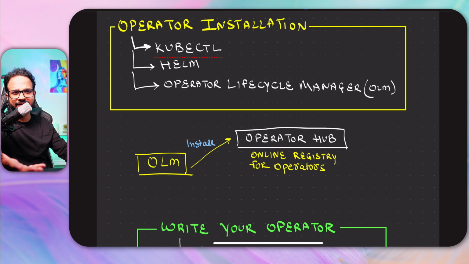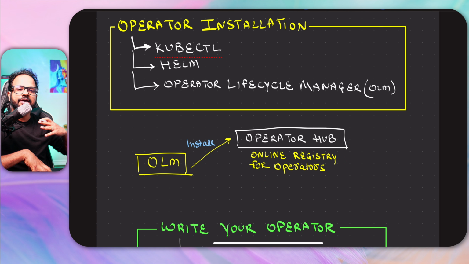We can create our own operator as well, but we can also install the existing operators from the catalog, which is publicly available. For example, cert-manager, Prometheus, Argo CD. These all are operators available on the operator catalog, and this catalog is called Operator Hub. Okay, so operatorhub.io, from where you can check it. I'll show you that. This is nothing but an online repository or online registry for operators.